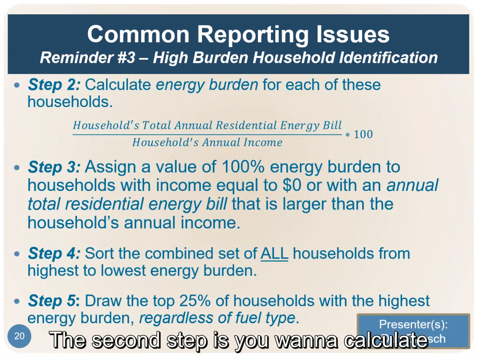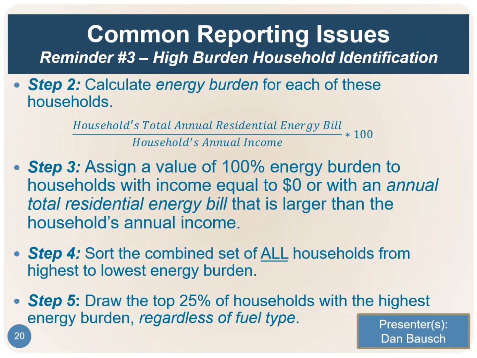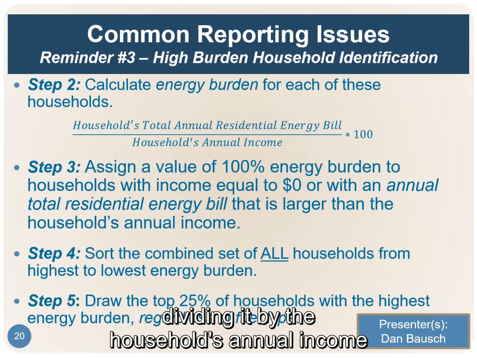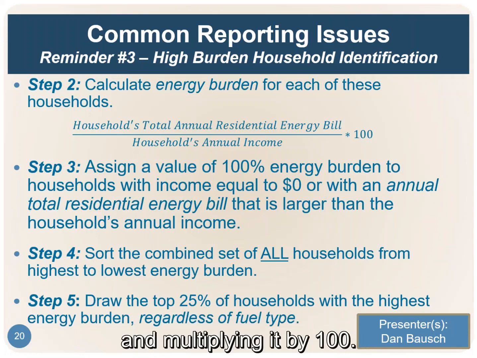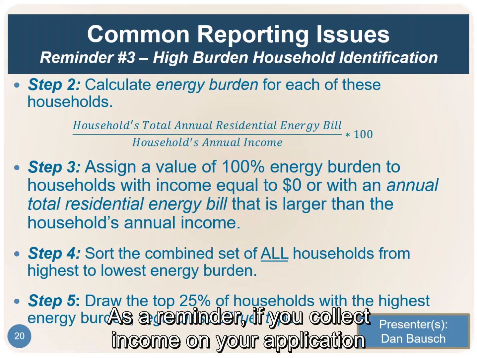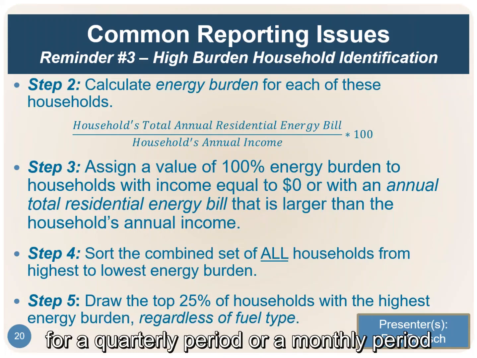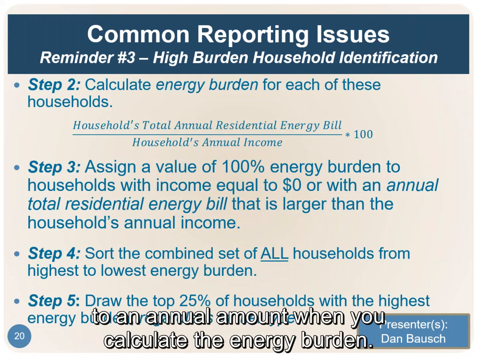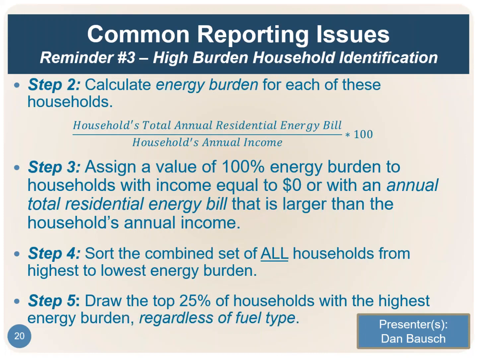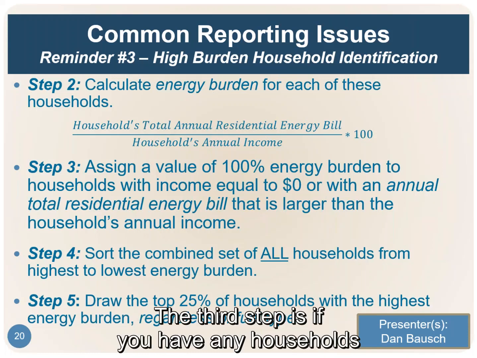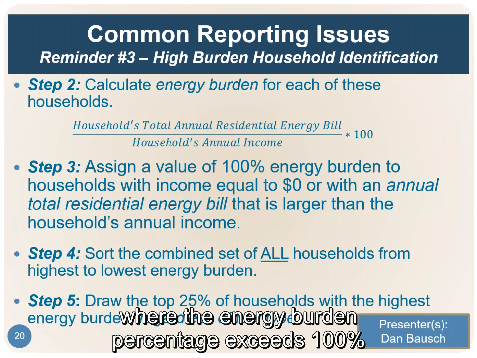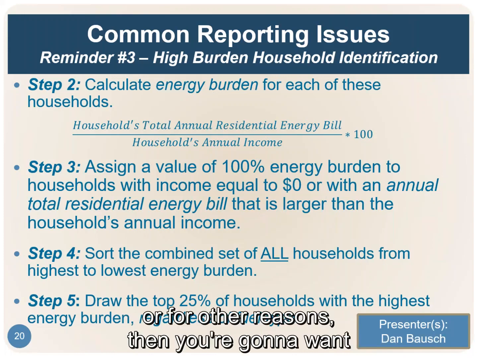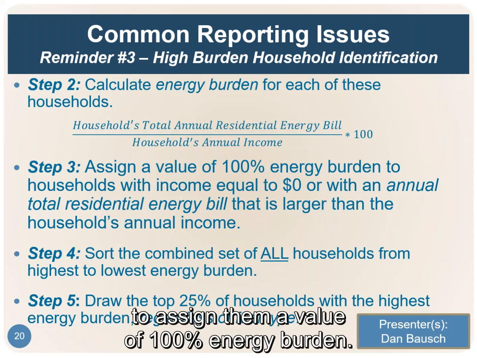The second step is you want to calculate that household's energy burden. Energy burden is calculated by taking that total residential energy bill, dividing it by the household's annual income, and multiplying it by 100. As a reminder, if you collect income on your application for a quarterly period or a monthly period or some other variation, you'll want to convert that to an annual amount when you calculate the energy burden. The third step is if you have any households where the energy burden percentage exceeds 100%, because they're a zero income household or for other reasons, then you're going to want to assign them a value of 100% energy burden.